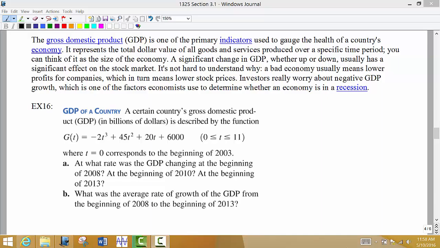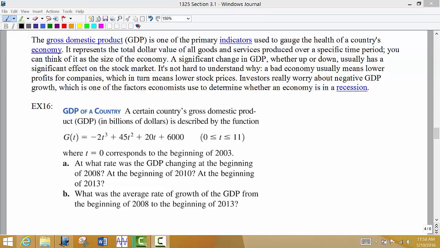If we have a negative GDP, so negative growth, then our economy could be going into a recession. So the gross domestic product of a country is something significant, and the rate of change of that gross domestic product would be something that we would be interested in.